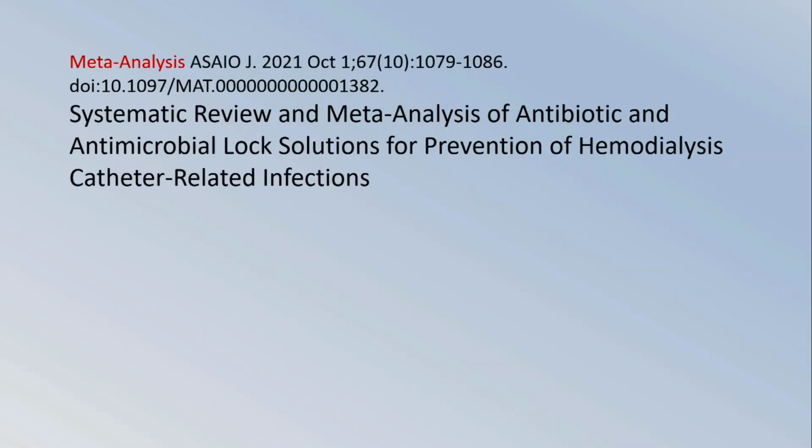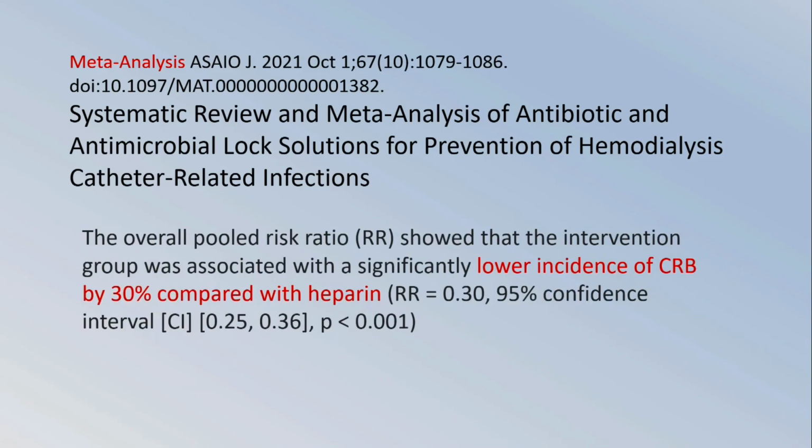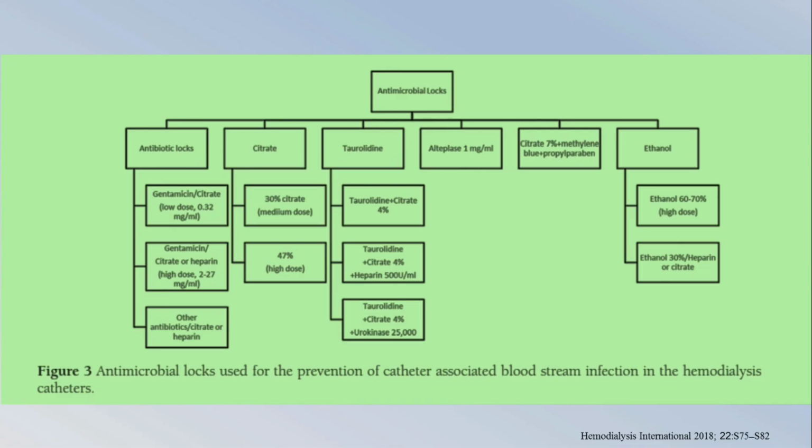But in general, if you look at the systematic review and meta-analysis, this is a recent one, about a 30% reduction in the risk of CRBSI is achieved by using different types of antimicrobial locks. So should we use it in every patient? Let's see. These are the ones that are available. Let us start from this side. Antibiotics. Gentamicin, very popular, especially in small units.